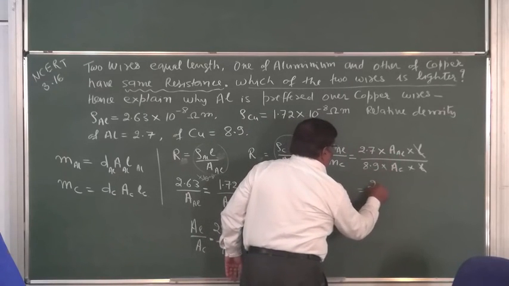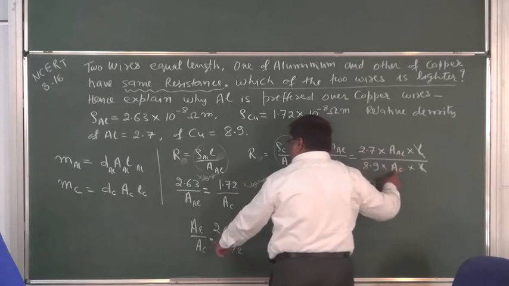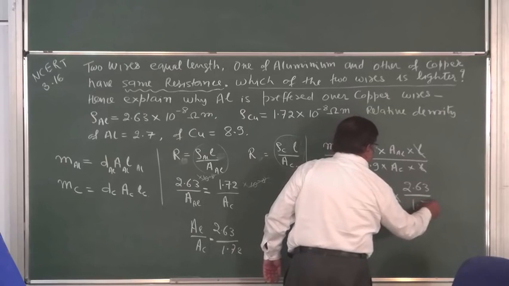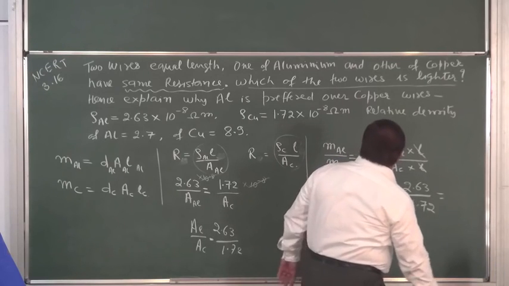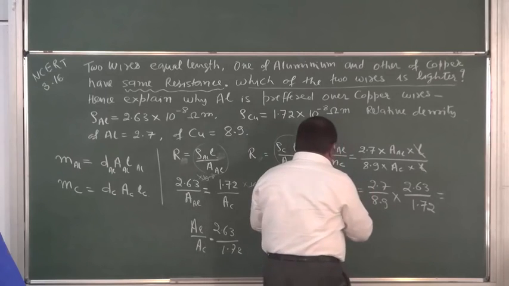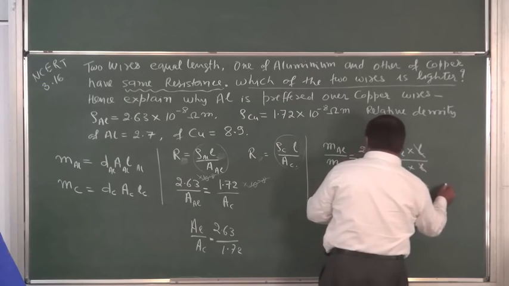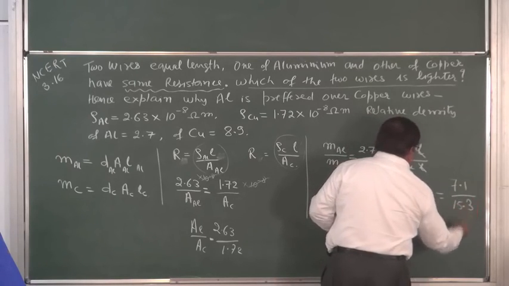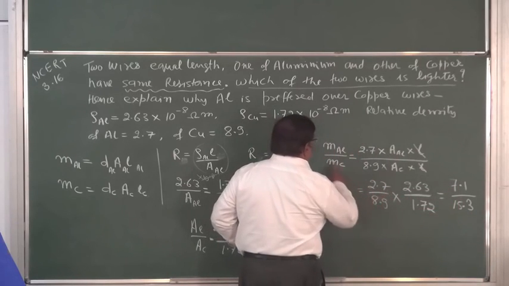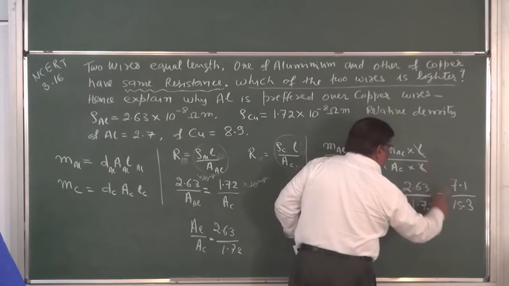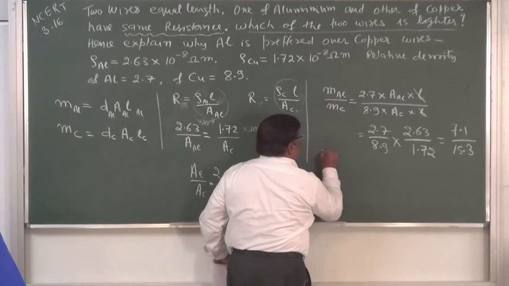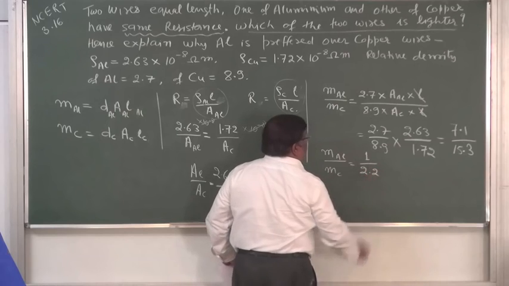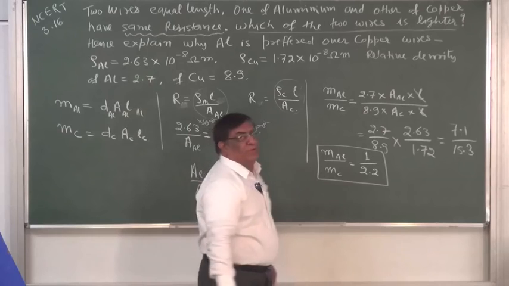So this will be 2.7 upon 8.9 multiplied by 2.63 upon 1.72. अब इनको हमने मल्टीप्लाई करके देख लिया, इसकी हमने कैलकुलेशन की. This is 7.1 divided by 8.9 into 1.72, which comes to 15.3. ओके. इसको ये आ गया mass of aluminium, mass of copper. If we simplify it, then mass of aluminium by mass of copper comes to 1 upon 2.2. This is the ratio of both the masses.